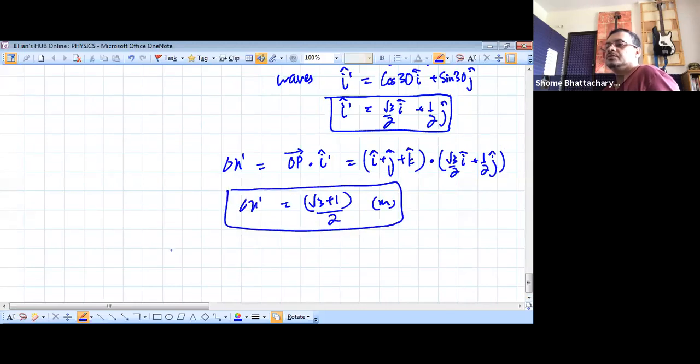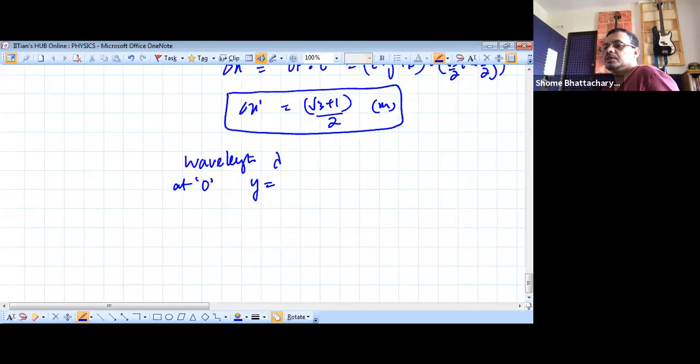So now if your wavelength is lambda, then at the point O, you have some equation y equal to, or whatever, the transverse displacement. In this case, the displacement is happening along the z axis because the direction of propagation is parallel to the xy plane. So this is transverse displacement along the z axis.